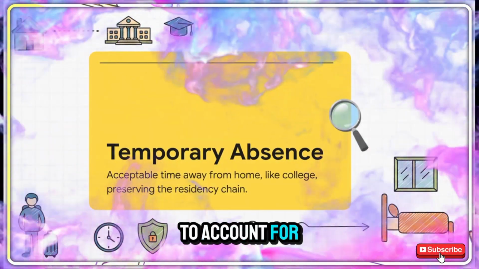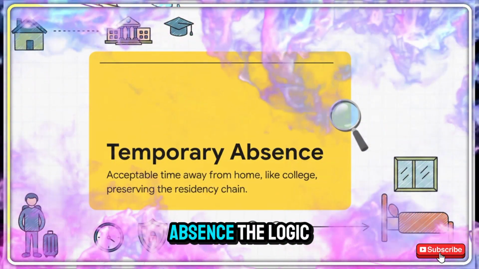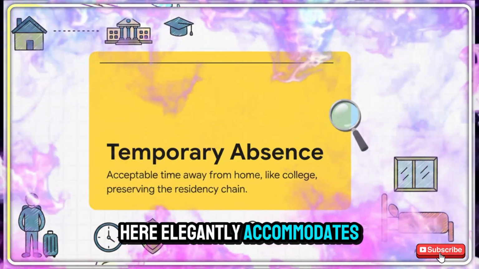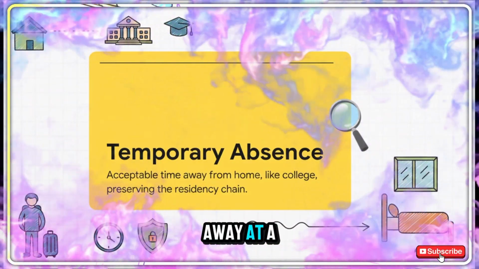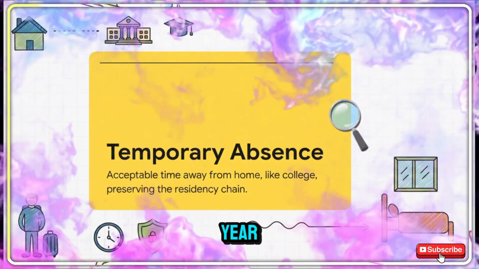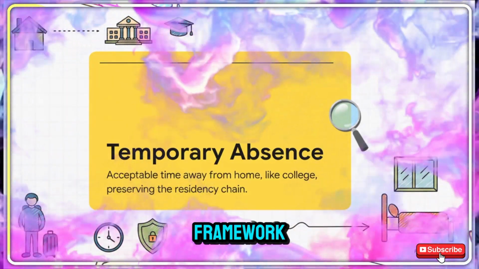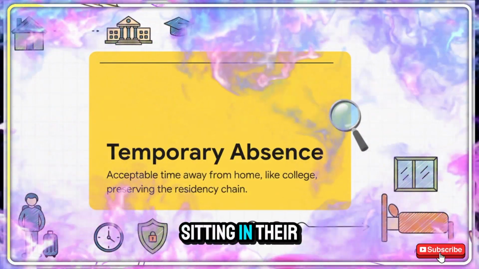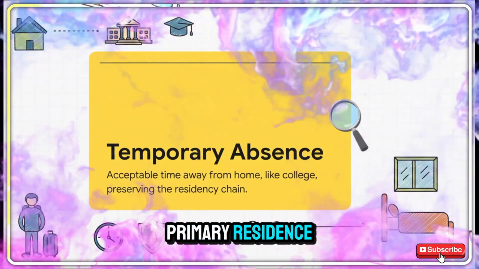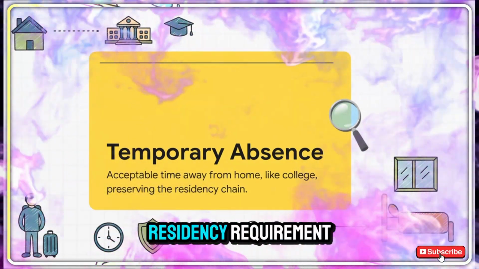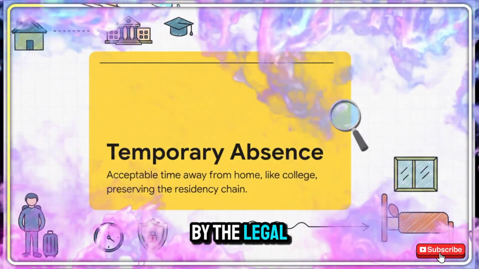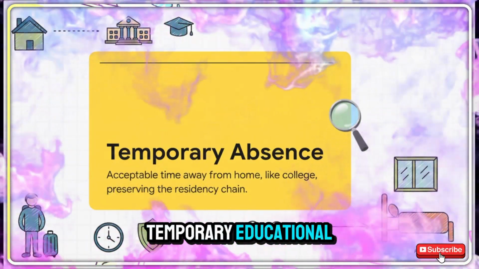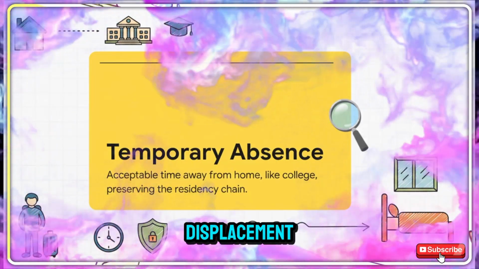We also have to account for what's called a temporary absence. The logic here elegantly accommodates specific edge cases, like, say, a 22-year-old student living away at a university for 8 months out of the year. Legally speaking, the framework treats that student as if they're still sitting in their bedroom at the primary residence, safely preserving that continuous residency requirement. So, the physical absence is overwritten by the legal definition of a temporary, educational, or even medical displacement.